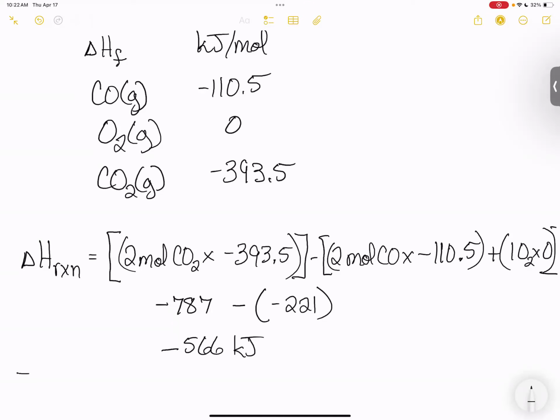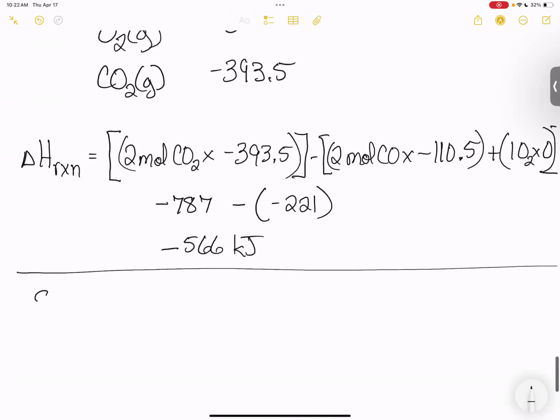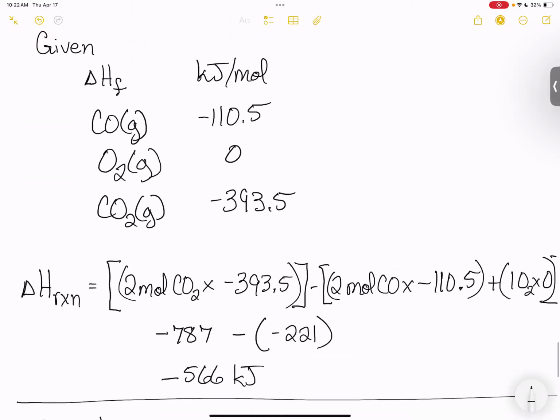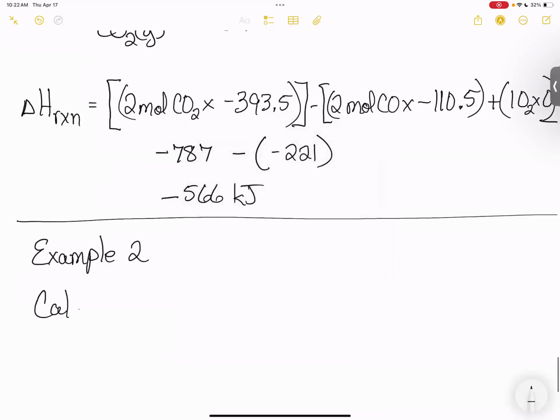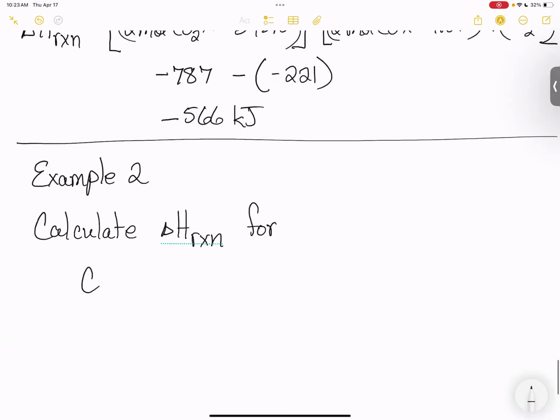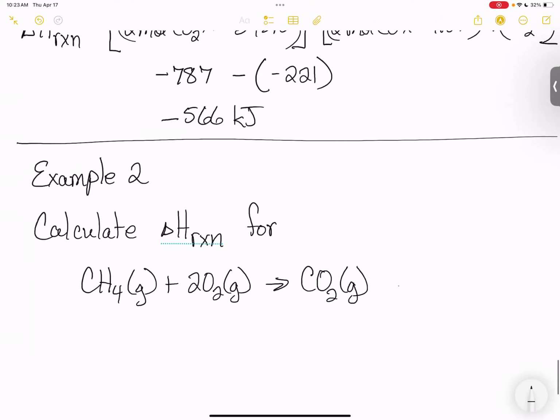Let's look at another example. Calculate the enthalpy of reaction for CH4 gas plus 2O2 gas goes to form CO2 gas plus 2H2O liquid. Again, pay attention to your states of matter.